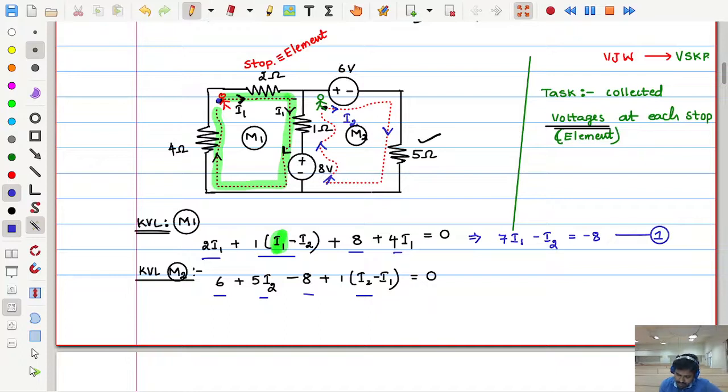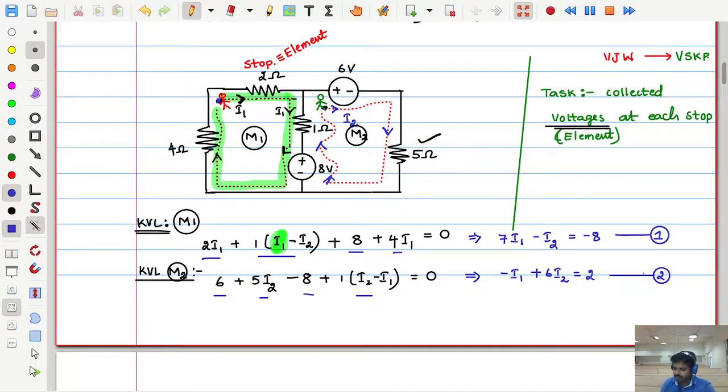From the second mesh KVL equation, we will have how many I1? Only one I1, which is minus I1. How many I2? 5 and 1, so 6 I2. Next, the constant value: minus 2. Once it goes to the right side, it becomes plus 2. This is equation number 2.